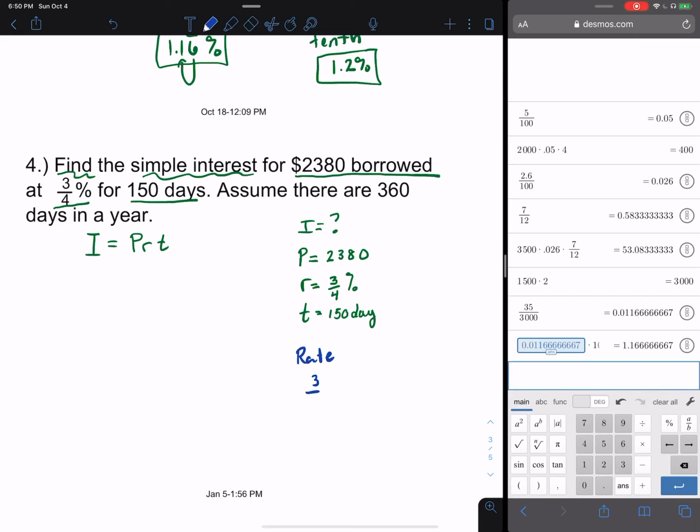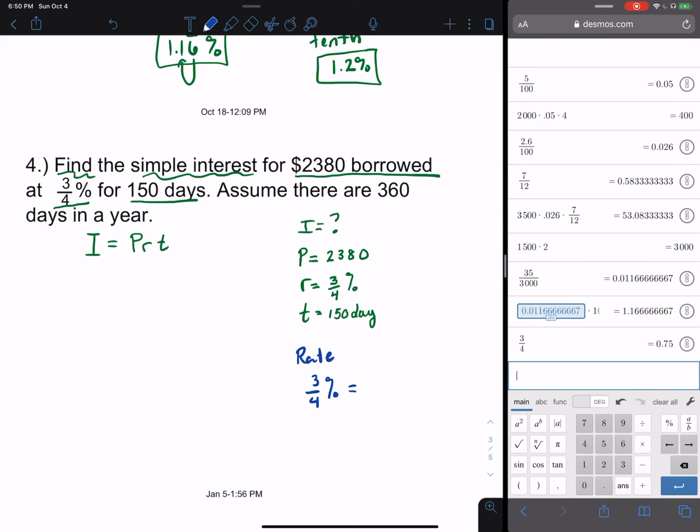That rate is 3/4%. And we know that once we substitute rate into the equation, we need it to be in decimal form. So I need to get this percent into decimal form. Normally, we just divide by 100, but I have a fraction. So what I'm going to do first is turn the fraction into a decimal. So I'm going to do 3 divided by 4, which gives me 0.75.